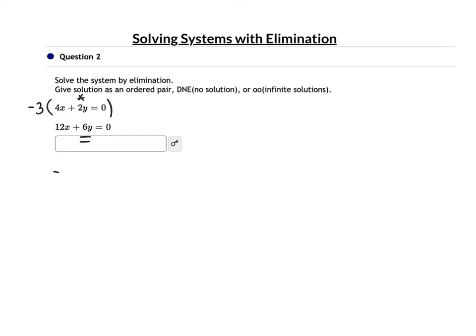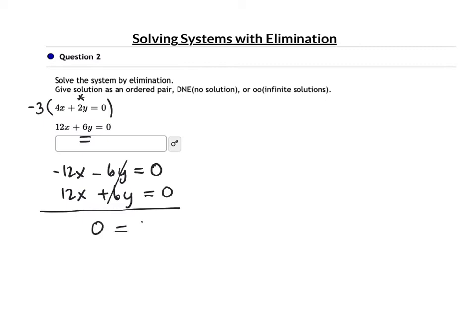So the top equation becomes negative 12x minus 6y equals, and negative 3 times 0 is still 0. The bottom equation I just write down underneath it. I have my pair of opposites now, so these are going to add to 0, so I'm going to add up. That's why this is, again, sometimes called addition. Look at that. That's 0. I get 0 equals 0.